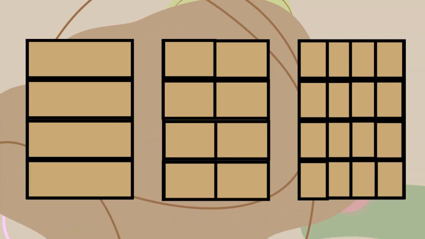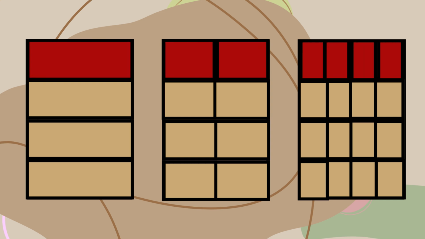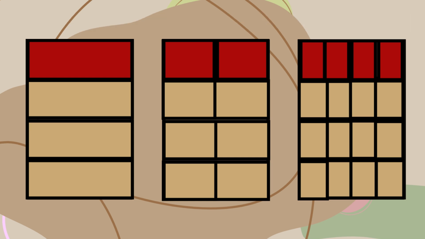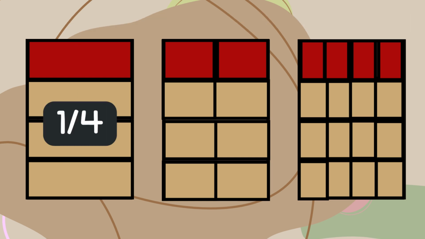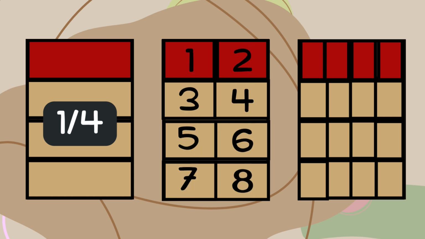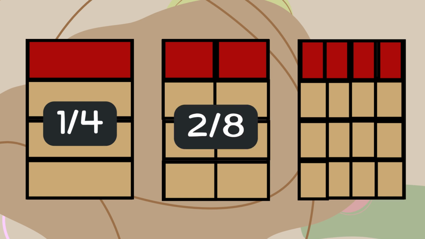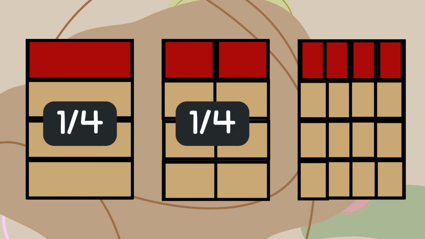Now let's discuss simplifying fractions. Look at these 3 rectangles. If we were to highlight the first column of each of them, we would find that they share the same fraction. The first column is easy, as it is just 1 line out of 4. Similarly, the second column covers 2 boxes out of 8. However, we know that there are 4 2's in 8, so therefore we can simplify 2/8 to 1/4.